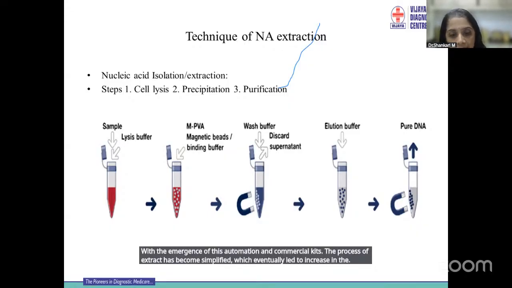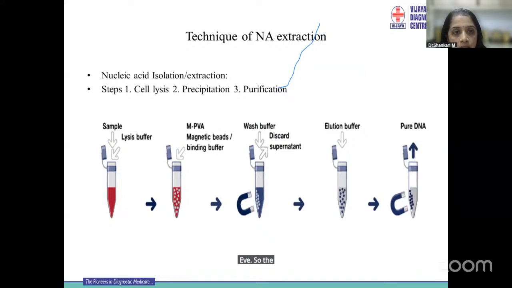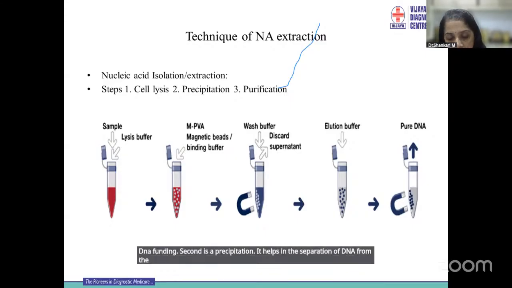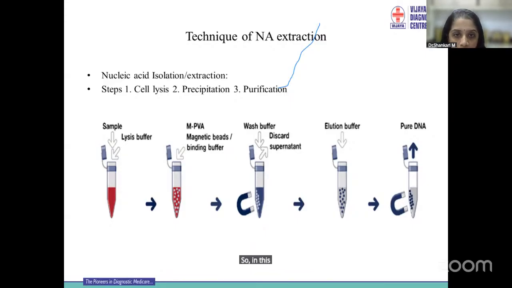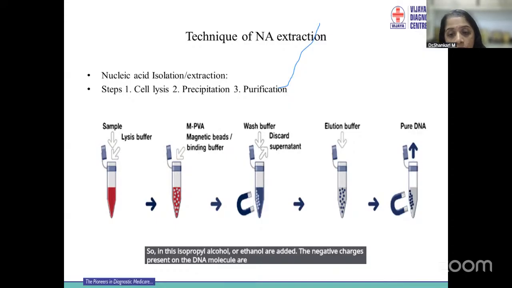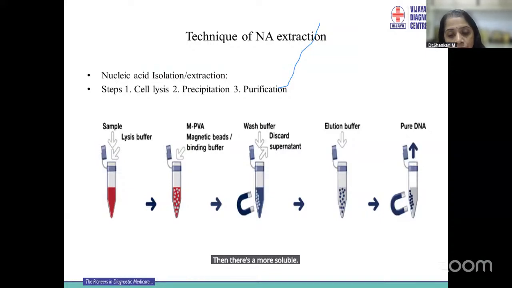With the emergence of automation and commercial kits, the process of extraction has become simplified, which eventually led to an increase in the yield. The initial step in the nucleic acid isolation is the lysis, where the cell is broken to release the DNA fragments. Second is precipitation. It helps in the separation of DNA from the cellular debris. In this, isopropyl alcohol or ethanol is added. The negative charges present on the DNA molecule are neutralized by the sodium ions, which renders them more soluble. The addition of this alcohol causes the DNA to precipitate out.